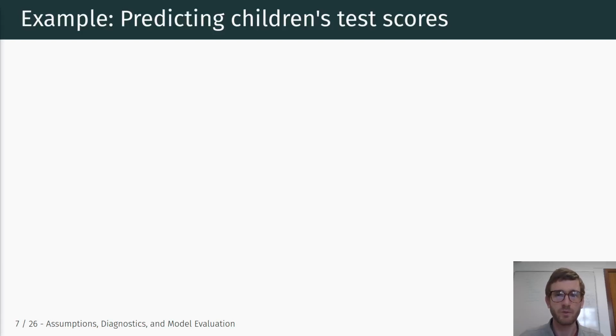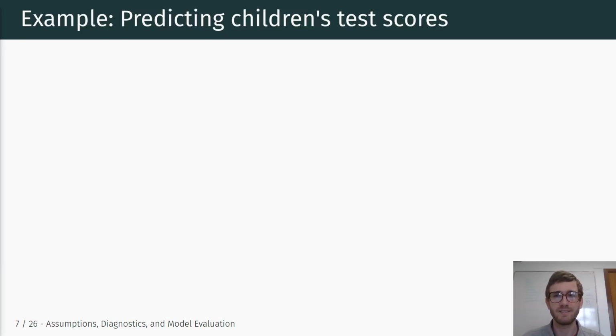Hey everyone, we're continuing our discussion of regression assumptions and model evaluation based on one of the applied examples that is included in our textbook reading. And what we're going to look at specifically is we're going to fit a series of regression models predicting cognitive test scores of preschoolers given characteristics of their mothers.